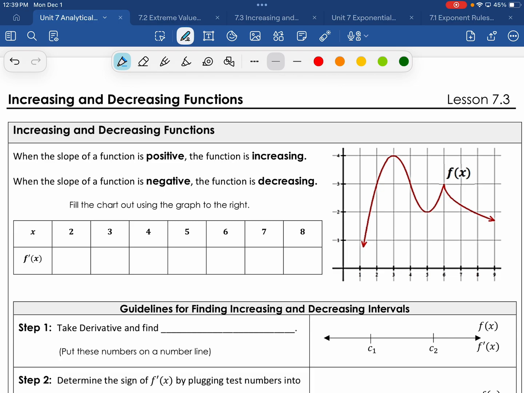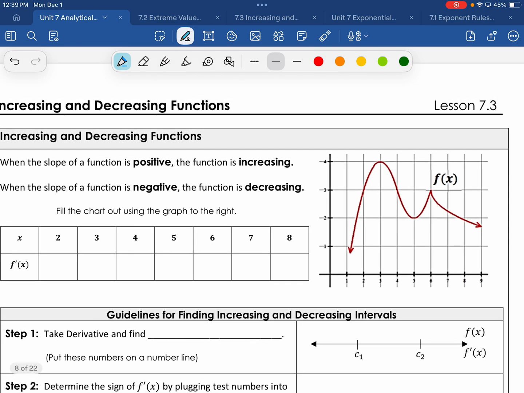This is the graph of f, the original function f. At 2, what is the slope of the tangent line? Positive or negative? Positive. So at 2, I'm going to put a little plus sign, because the slope at 2 is positive. Now, what's going on at 3?